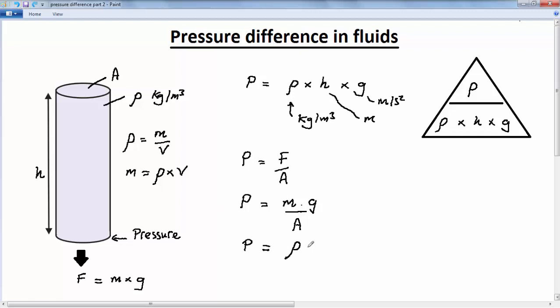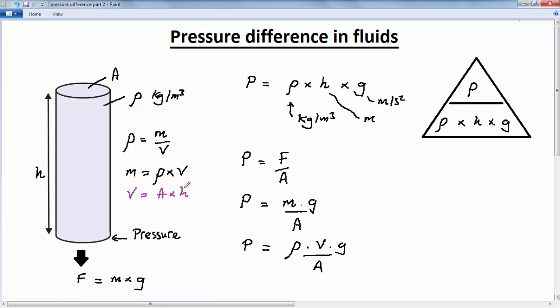So that gives us rho multiplied by the volume multiplied by G divided by A. So just to finish off, all we've got to do now is determine what is the volume of this container. That's easy to do because we can see it's a cylinder, and the volume of a cylinder is equal to the area of its cross-section multiplied by the height. So let's just make a note of that. We can say that the volume is equal to the area multiplied by the height.